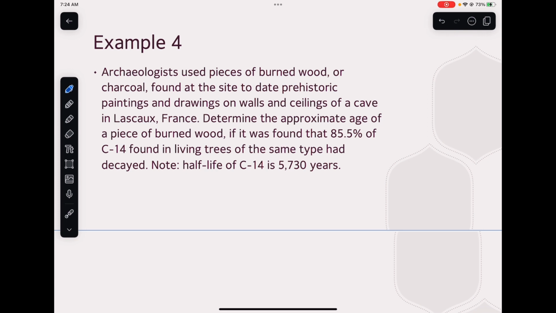and then they found out that 85.5% of the original carbon-14 that was found there already dissipated. So that means only 14.5% of the original amount remains. It is known that carbon-14 has a half-life of 5,730 years. And then from there, what would be the approximate age of those paintings, based on the charcoal or burned wood that were extracted from the cave?